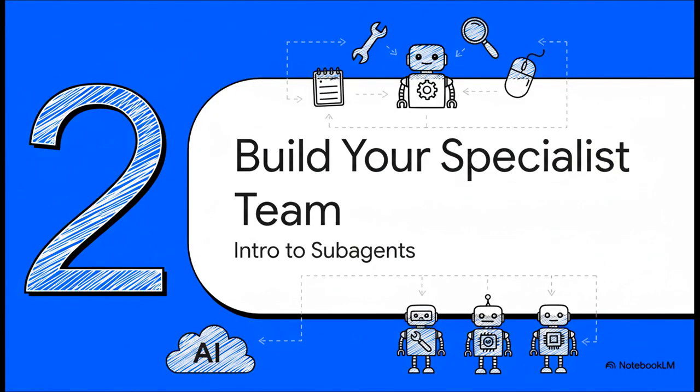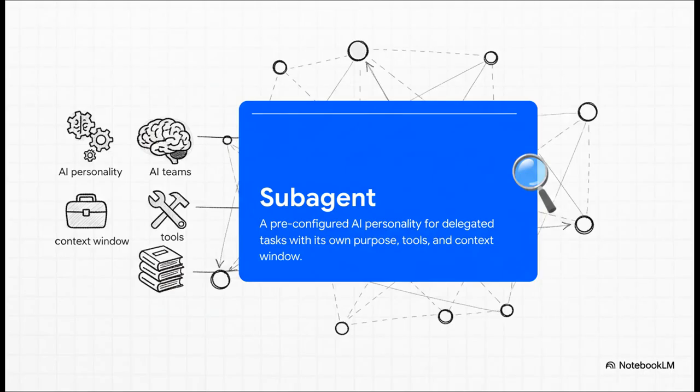Let's talk about the solution, building your specialist team. This is where we introduce Claude Code Subagents. Honestly, the best way to think about it is like you're hiring a team of experts instead of just trying to make one poor generalist do everything. So what is a subagent really? Think of it as a pre-packaged AI personality that's built for one specific job. It's got its own mission, its own special set of tools, and, this is the crucial part, its own separate context window. It's your go-to expert, just waiting in the wings for you to call on it.